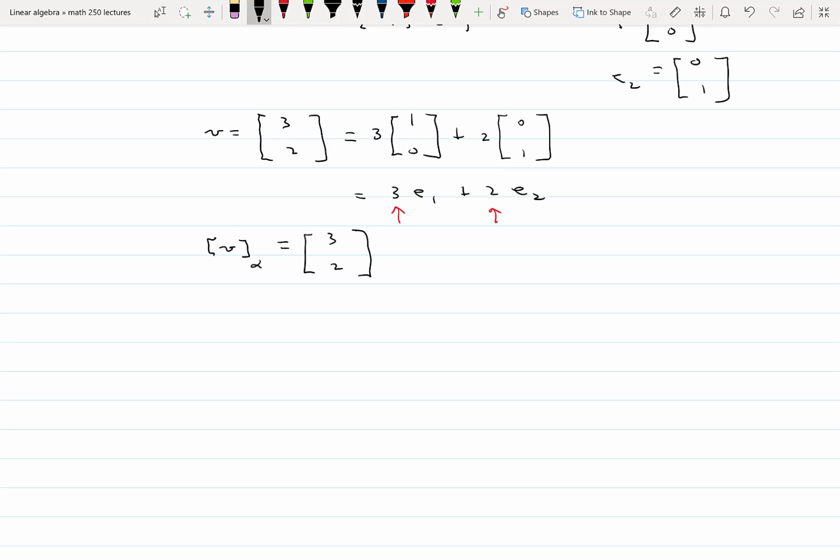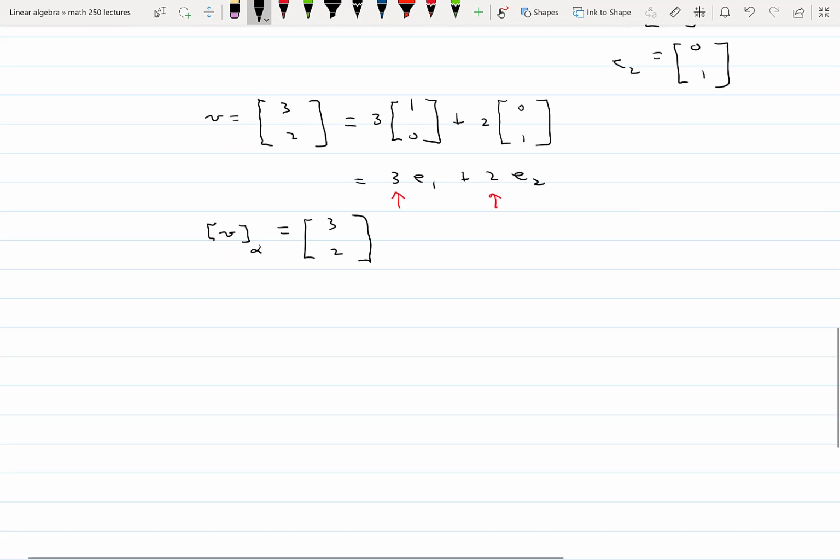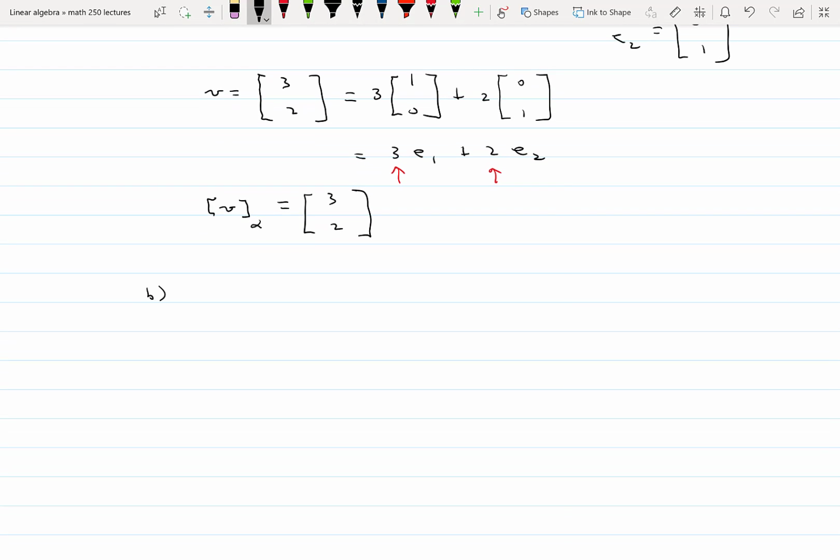Okay, so in this case, the coordinate vector with respect to the basis alpha is the same thing as the vector itself. Okay, this is not always the case. This is not always the case that the actual coordinate vector and the vector that we're starting out with are the same thing.